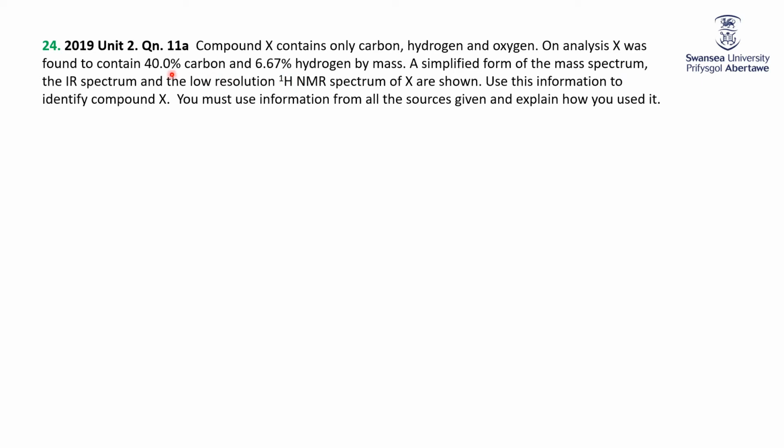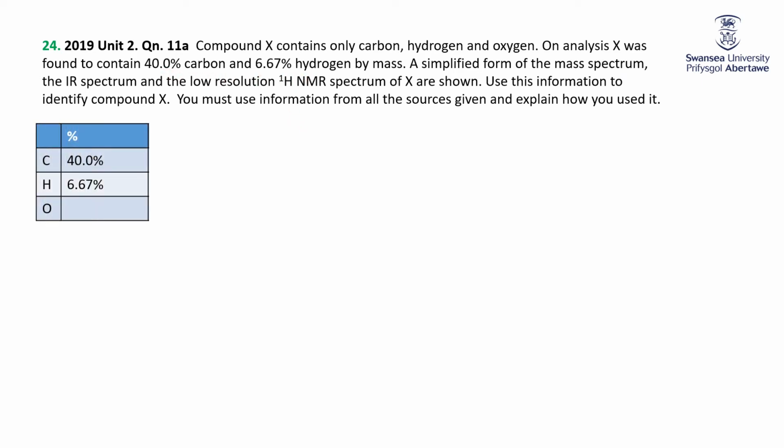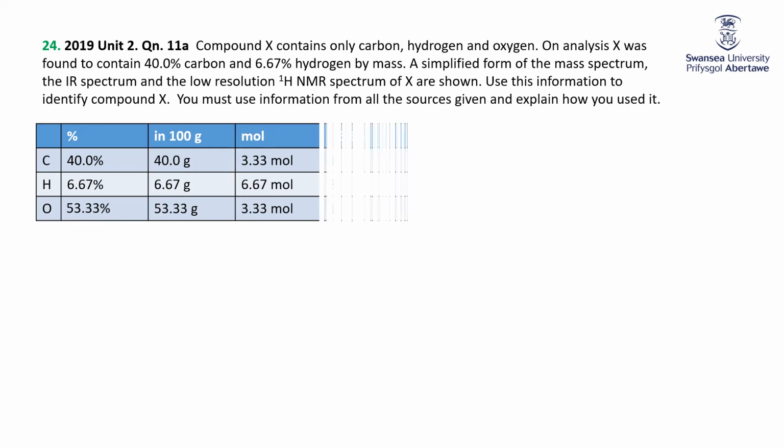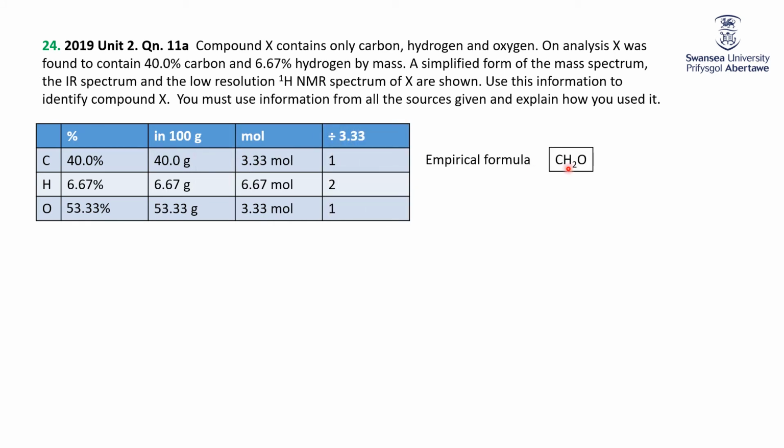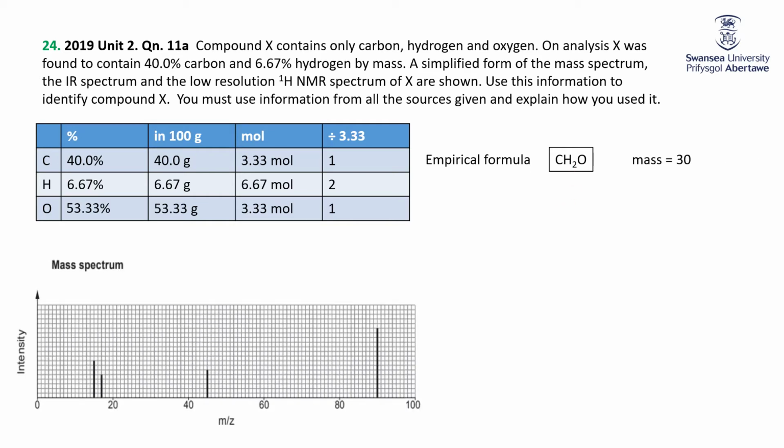Another X. So first of all, we've got the percentages of carbon and hydrogen. We're also told it has oxygen, so oxygen must be 53.33. Turn into grams, turn into moles, turn into a ratio. So the empirical formula, CH2O. Mass of that is 30.